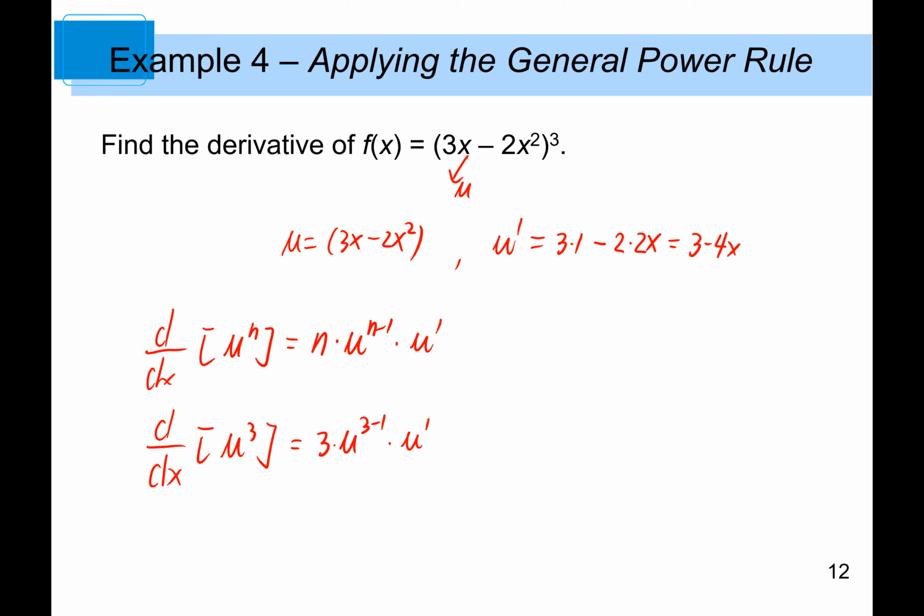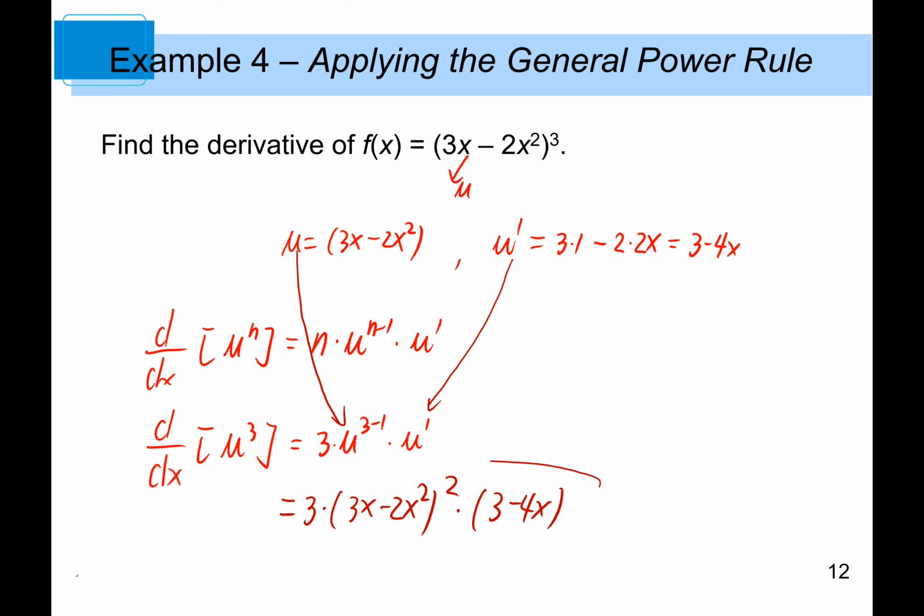Now what you can do is replace u, and replace u prime, and then you end up with the answer easily. So 3 times (3x minus 2x squared) to the second times (3 minus 4x). Okay, so that's going to be our final answer.